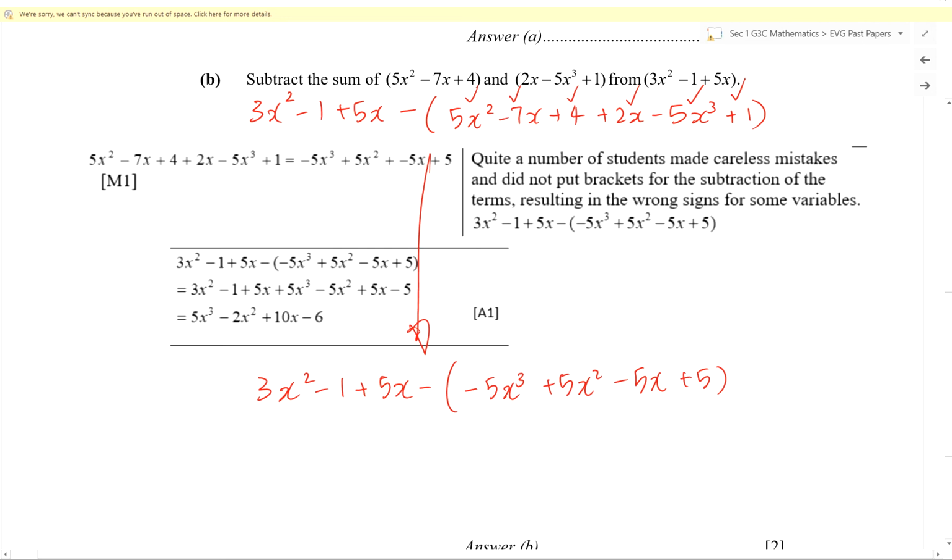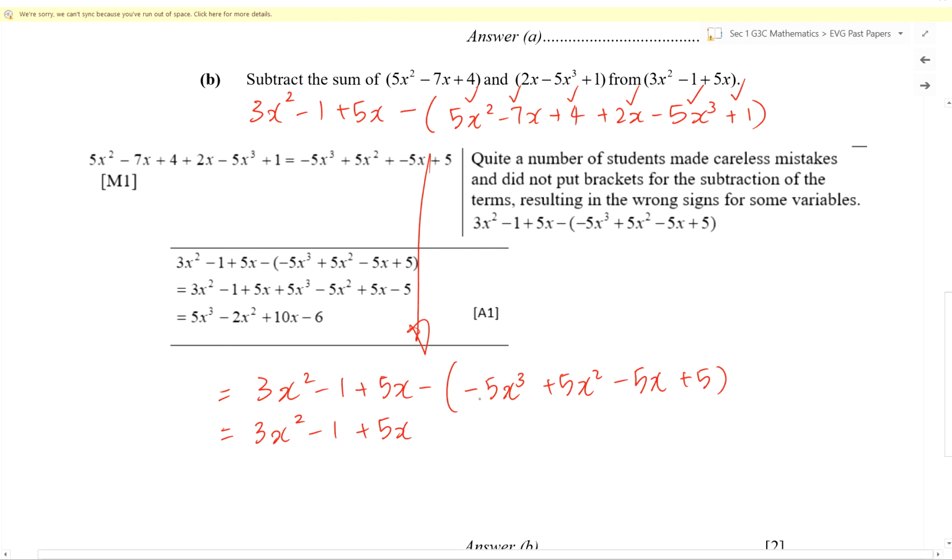Okay? So now we don't have any more like terms inside. They're all different: x cubed, x squared, x, and a number. So the next line, I want to get rid of this bracket. Copy this down, 3x squared minus 1 plus 5x. When I remove the bracket, I have to be very careful. What is outside the bracket? It's a negative sign. When there is a negative sign, all of them are going to change.